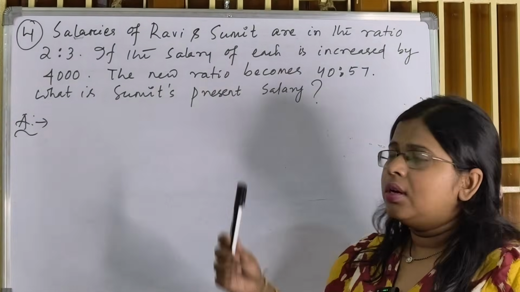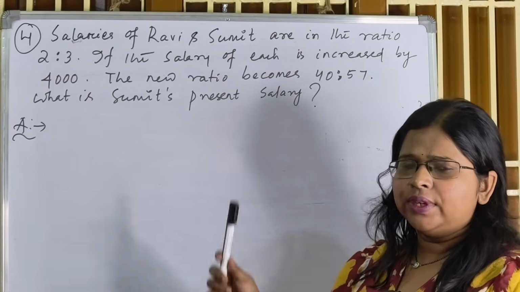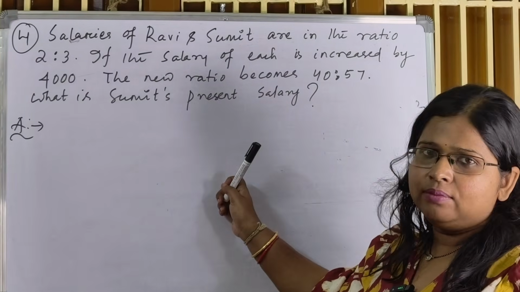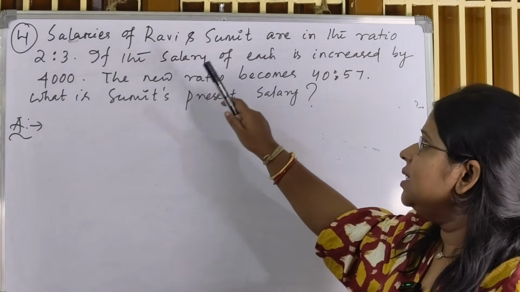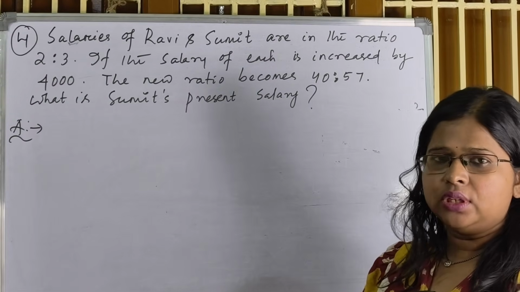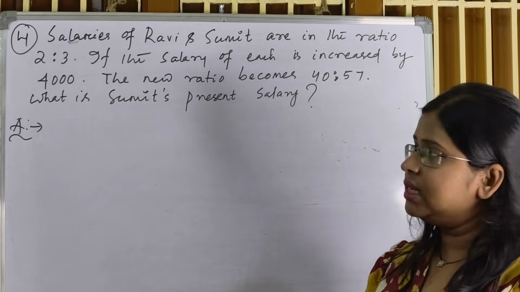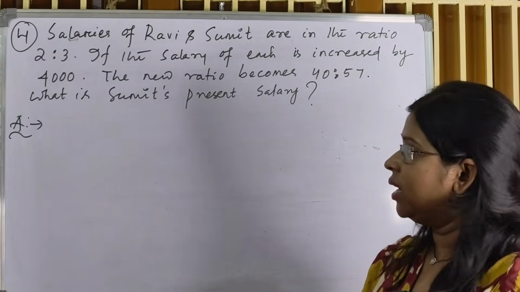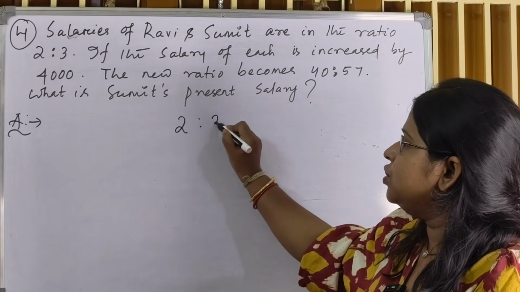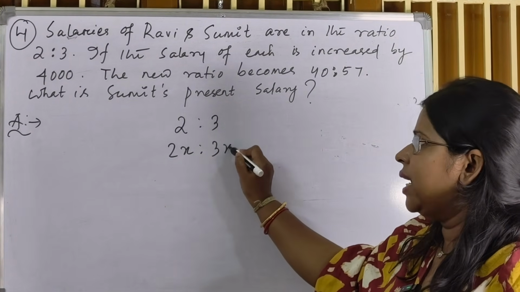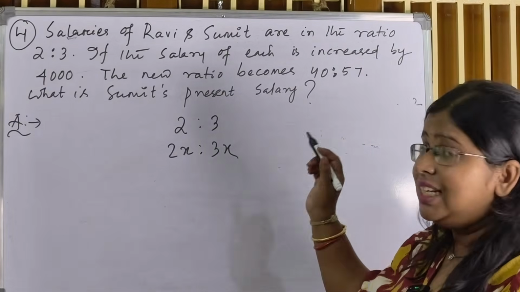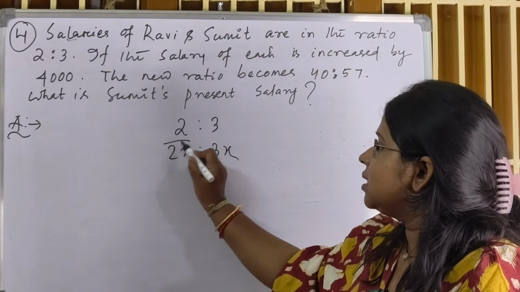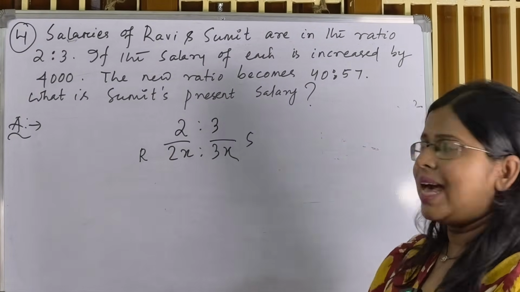Okay. Are you getting scared by seeing these long questions? Don't worry. Here I am going to explain. So salaries of Rabbi and Sumit. There are two friends. One is Rabbi and another is Sumit. Rabbi and Sumit's salary are in the ratio 2 is to 3. That means 2 is to 3 means 2x is to 3x. So this is Rabbi's salary, this is Sumit's salary.